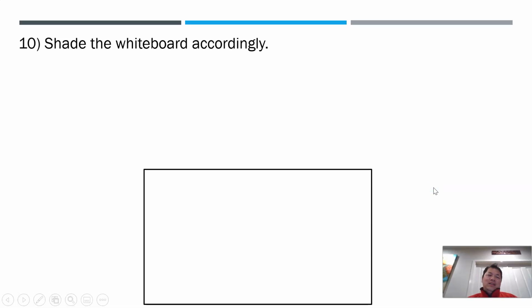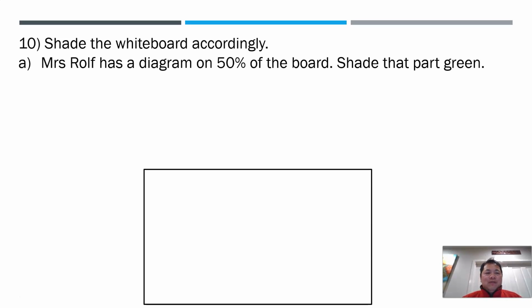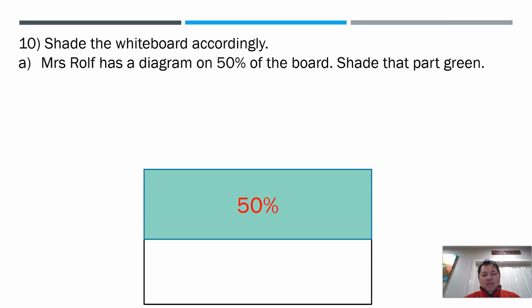Okay, next one is solving the puzzle by shading. They say shade the whiteboard accordingly. You're given this whiteboard. So first and foremost, Mrs. Roth has a diagram on 50% of the board. So 50% of the board is covered by the diagram. So shade that part green. Imagine this 50%, which is half of the board, is taken up with the green diagram.